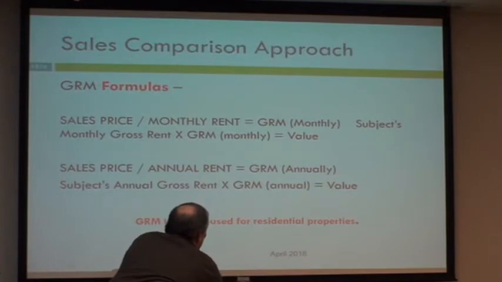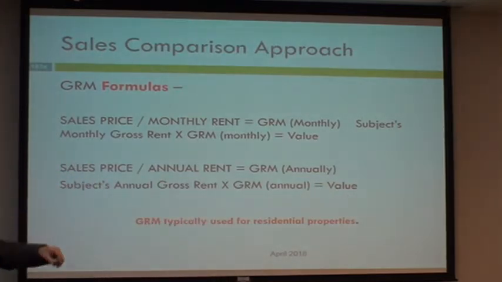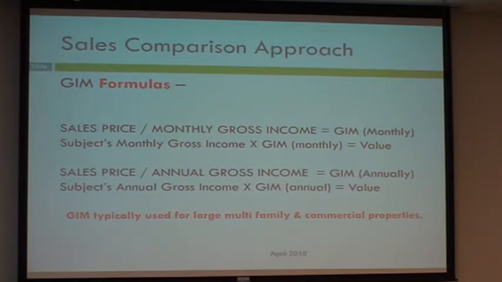Okay, so we do something right here. Now, I'll do it later. Need to move on to the next line, but I'll do that later. Sales price divided by the annual rent gives you a gross rent multiplier annually. Subject's annual gross rent times the gross rent multiplier equals a value. GRMs are typically used for residential properties rather than a high complex property.